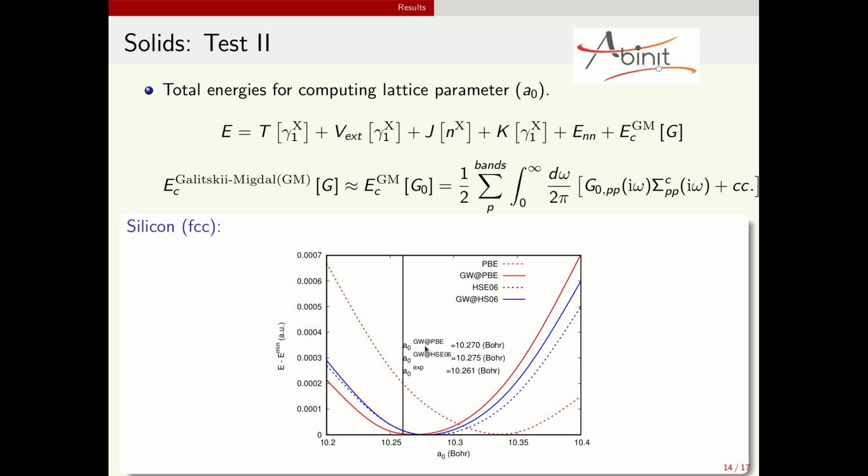As we can see, when we use our GW updated density matrix, in all cases there is an improvement and it is much more robust, independent of the starting point, and we obtain results that are quite close to the experimental data.